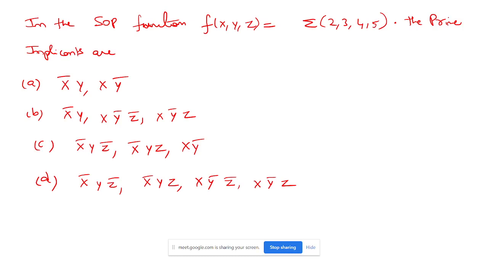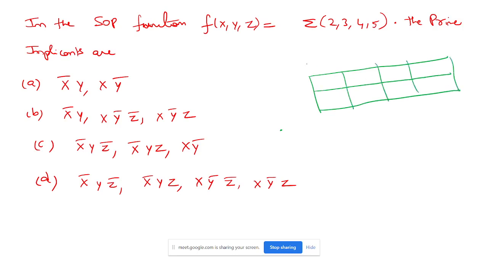In the SOP function, the prime implicants are sigma 2, 3, 4, 5. So you need to have a three variable K-map. 0 1, 00 01 11 10, and this is x, this is y, and z, f.